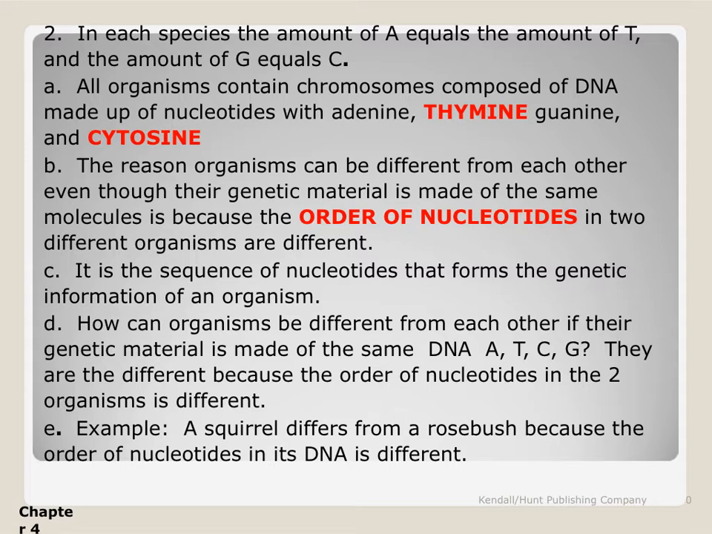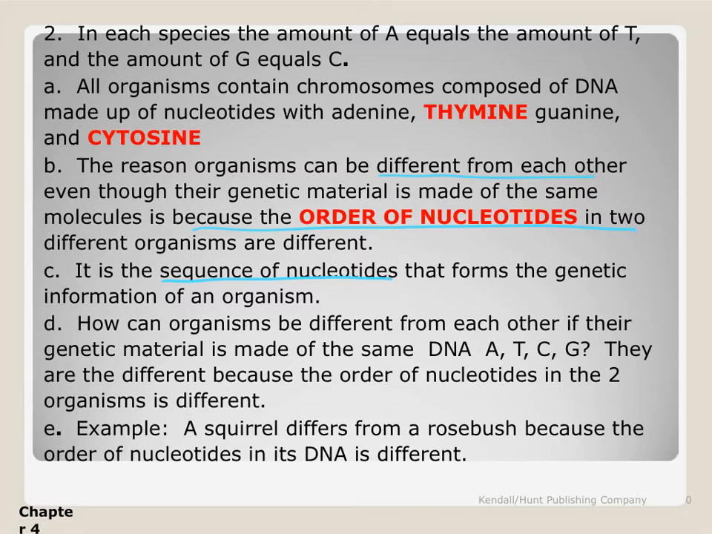So, in every species, the amount of adenine, A, equals the amount of T, thymine, and the amount of G equals C. That's how they know that these base pairs, that the bases will pair up. All organisms contain chromosomes made up of DNA that have the nucleotides with adenine, thymine, guanine, and cytosine. So even bacteria will have DNA just like yours with sugars and phosphates and those nitrogen bases A, T, C, and G. Okay, but what makes us different from each other and different from other organisms is the order of nucleotides. Okay, the order or sequence of nucleotides.